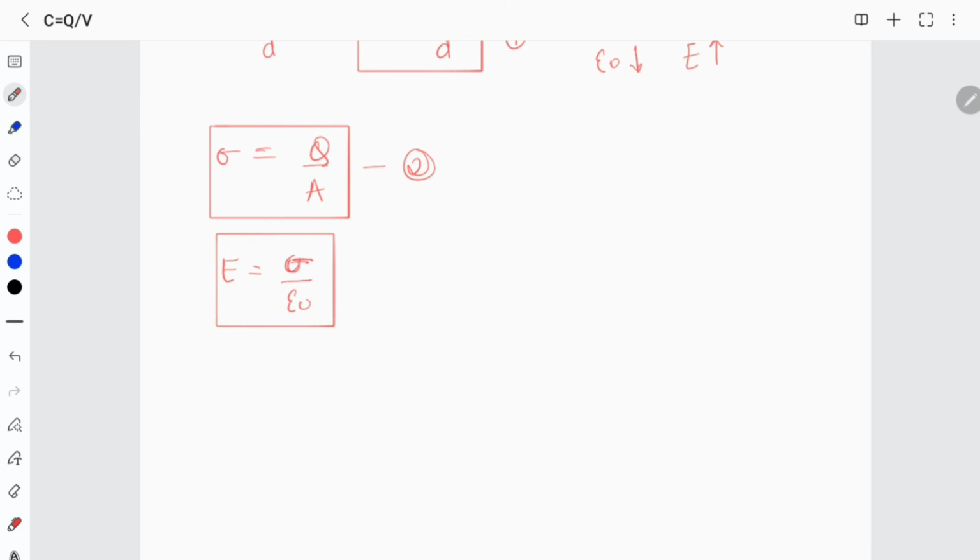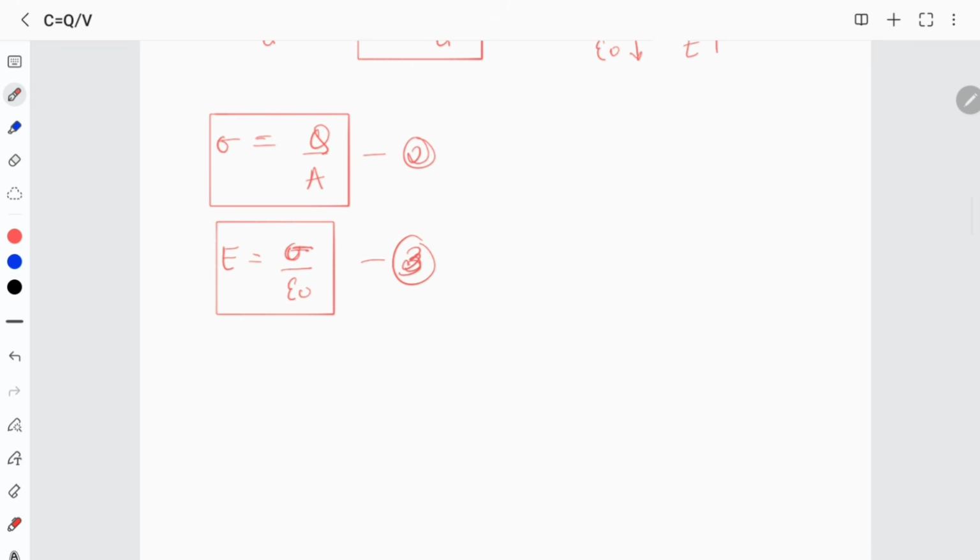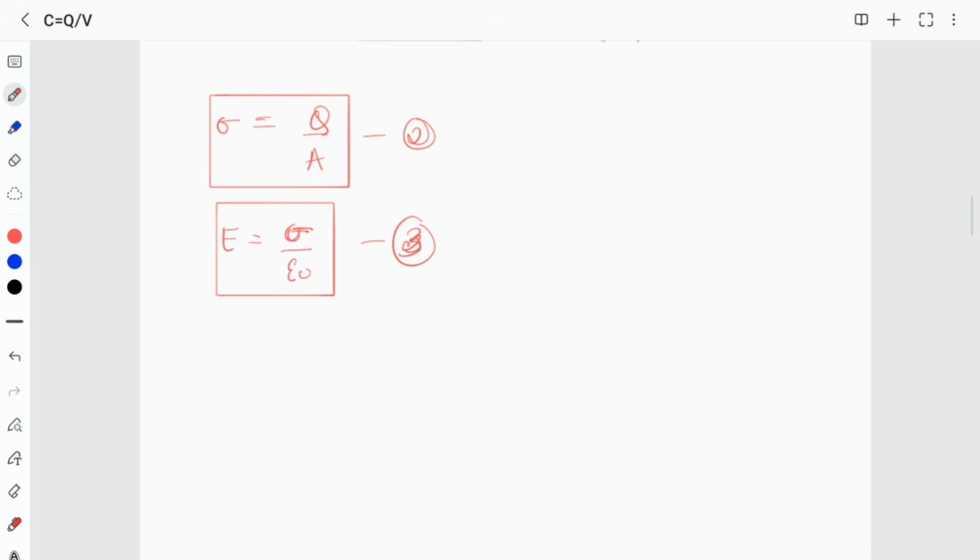Like I told you all, if your epsilon naught is high, permittivity is high, your electric field decreases. Okay, it takes a lot of time for my electric fields to flow through that medium. So my electric field becomes sigma upon epsilon naught. Now from here, equation 2 and 3, I can get one more equation that my electric field becomes, instead of sigma, I will put Q upon A times 1 upon epsilon naught. So this is my equation number 4.